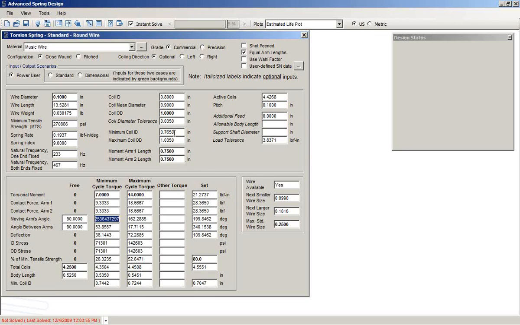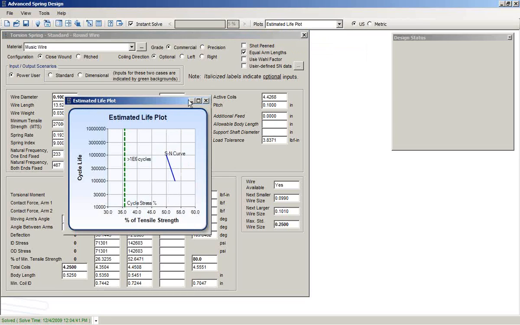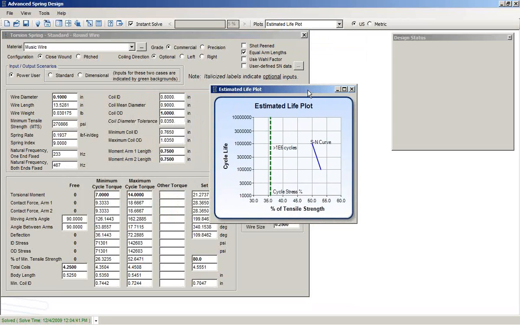The next feature that's been added for ASD7 is the estimated life plot. Take a look at that. The life plot is based on a Goodman diagram. A cycle stress percentage is computed that forms this vertical line. That stress percentage is compared with the SN curve, the stress life curve.